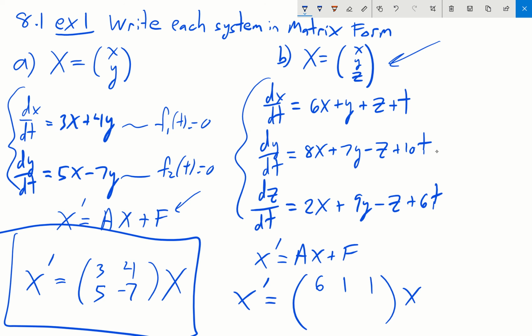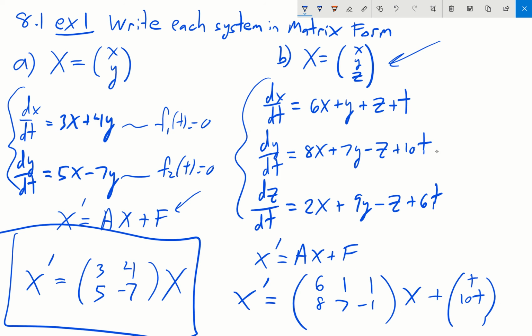Now this part here is a t term. So if you want to, you can write that now. That's going to be the entry of f1, the first row of f. From the second equation, the coefficients are 8, 7, negative 1, like this. And now we have a term here as well that involves t. So 10t will be the second row of our f matrix.